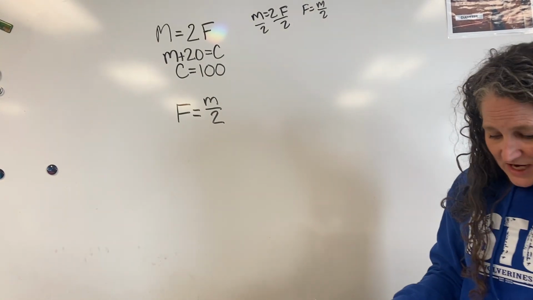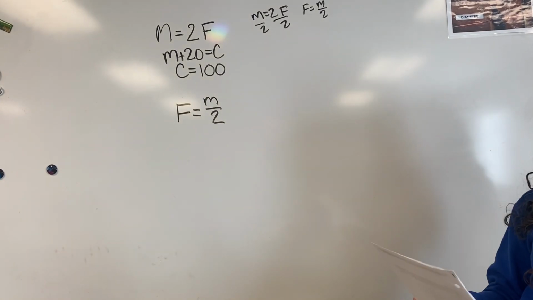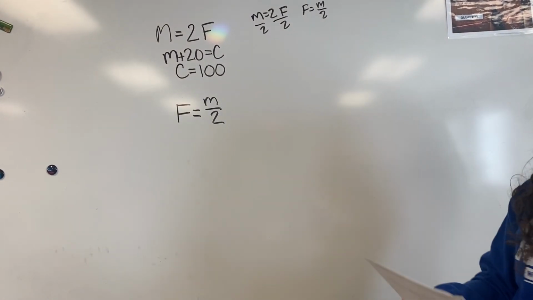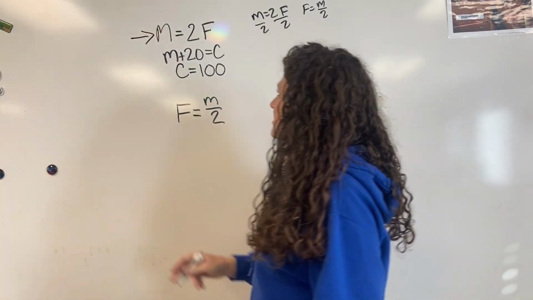Okay, write an equation to represent the amount of money Marissa has. I feel like we've already done that. How much money does Marissa have? Twice as much as Frank. Boom, it's right there.